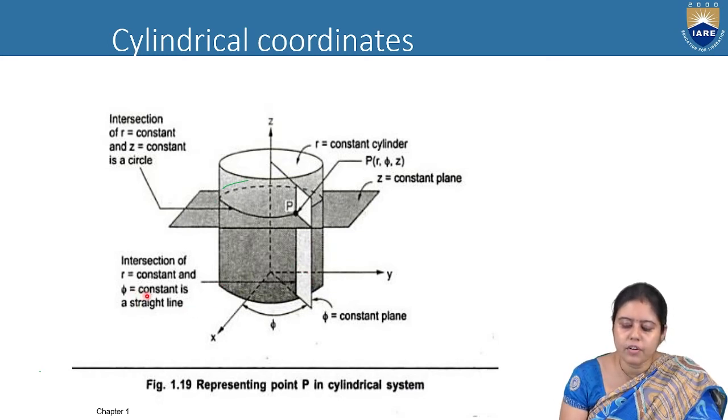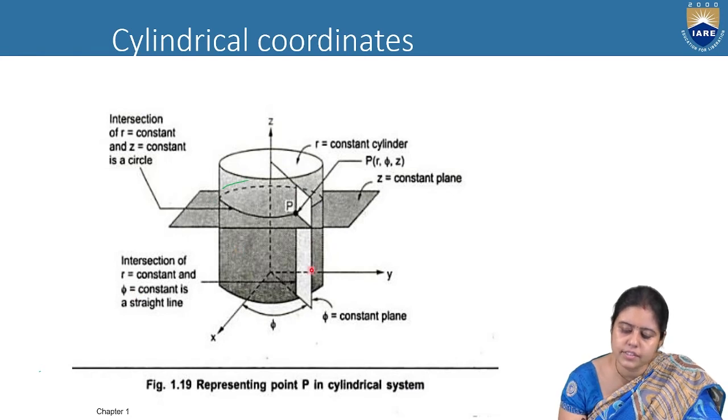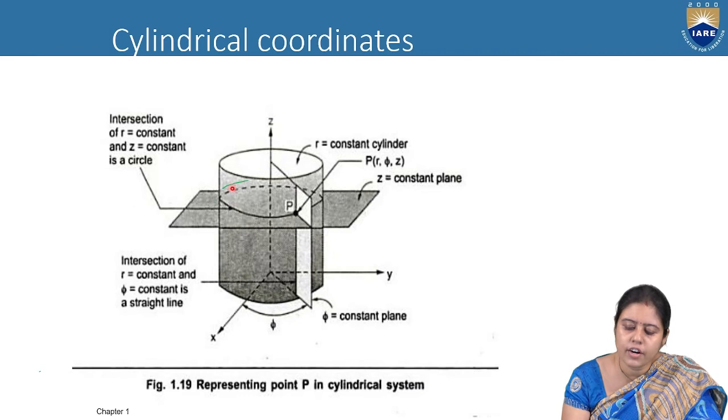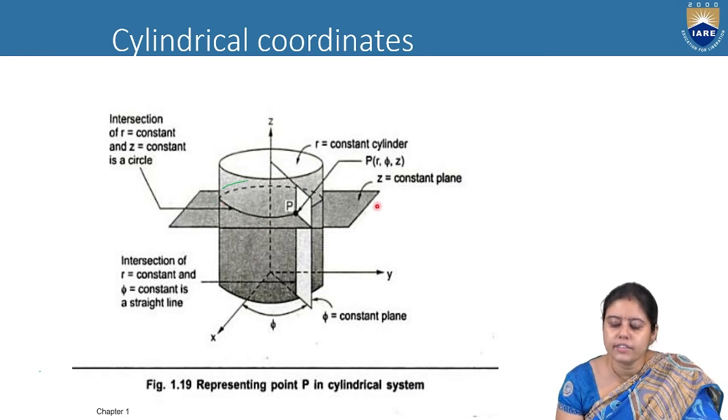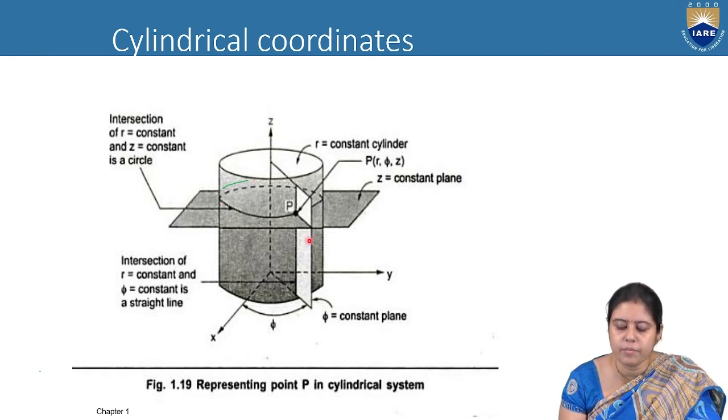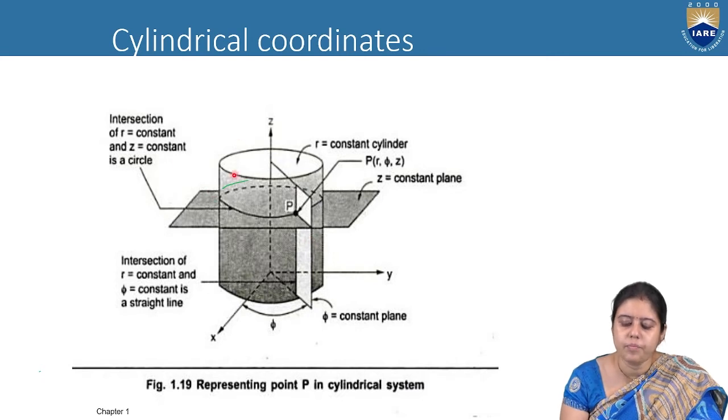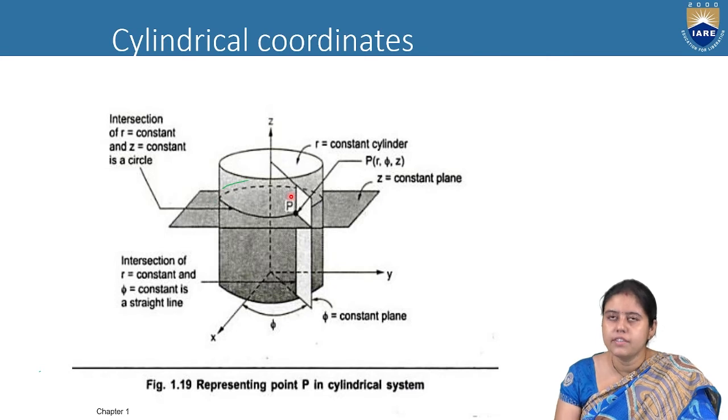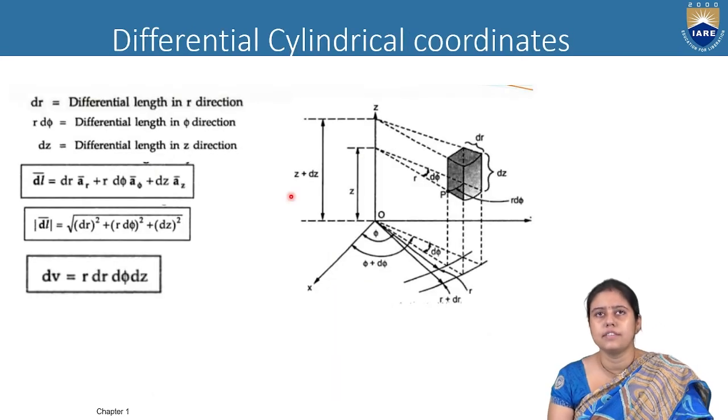When we think about phi constant, it means this is the phi constant plane, either here or here or here. If a point is in a straight line, we can call this plane the phi constant plane. And what is the Z constant plane? We have already discussed it. And R constant plane also means the circle. So this is the cylindrical coordinate system.